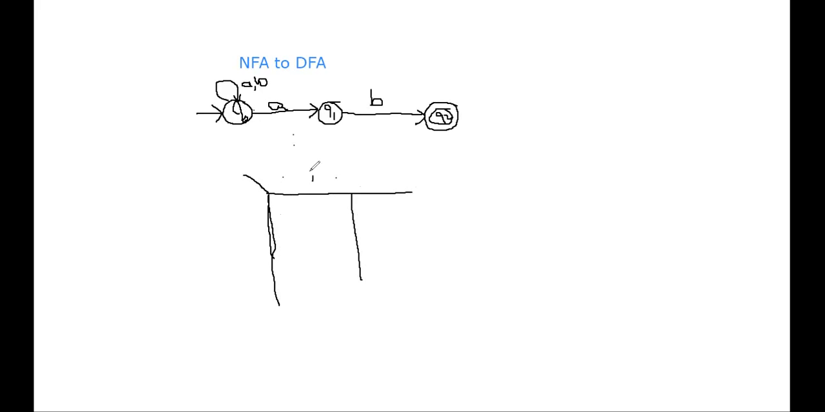Now the two symbols are A and B. Now start with Q0 because Q0 is the initial state. Here also we need to take the initial state as Q0 in the DFA. Now apply transitions. What is Q0 on A? Here we get two states. Q0 on A is Q0 as well as Q1. We get two states now.